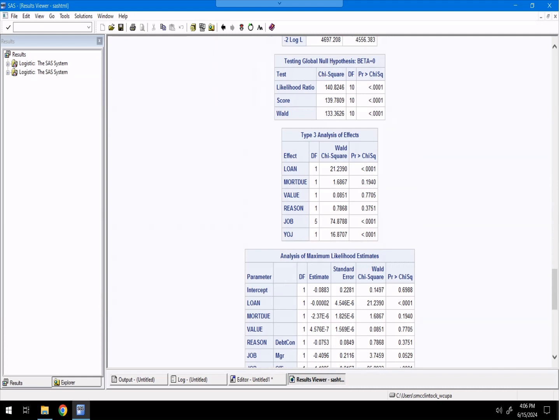Now, keep in mind, it says type 3, these are type 3 p-values. So it's basically saying, right, if I look at loan, it's saying that loan is significant above and beyond the contribution of all the other variables.